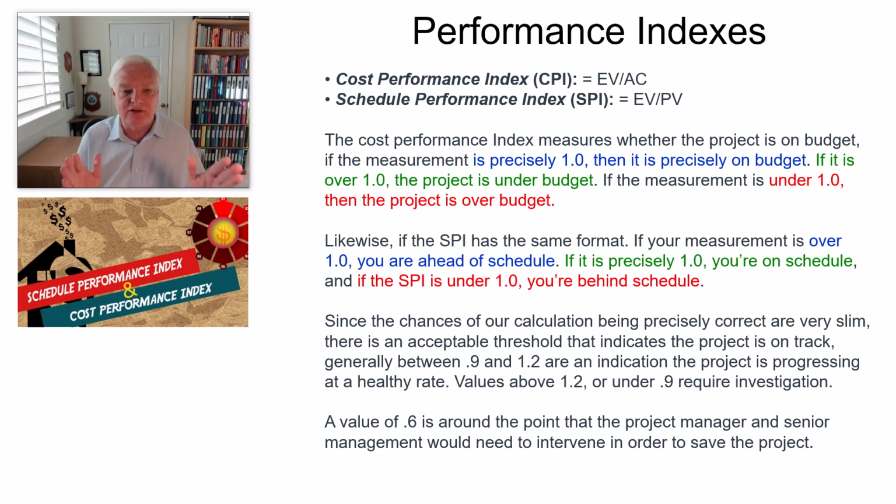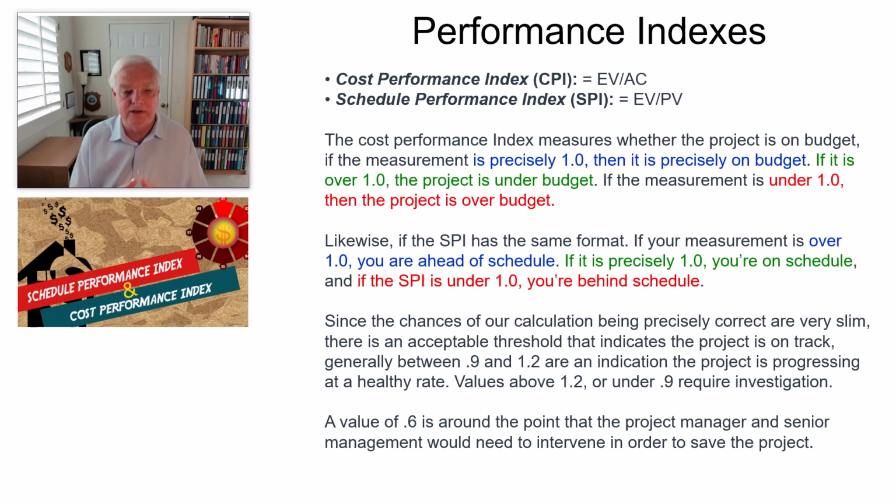Okay? Since the chances of our calculations being precisely correct are very slim, there is an acceptable threshold that indicates the progress. The project is on track, generally between 0.9 and 1.2. Those are indications that the project is progressing at what we refer to as a healthy rate. Values above 1.2 or under 0.9 are going to require you to go investigate, figure out what's going on.